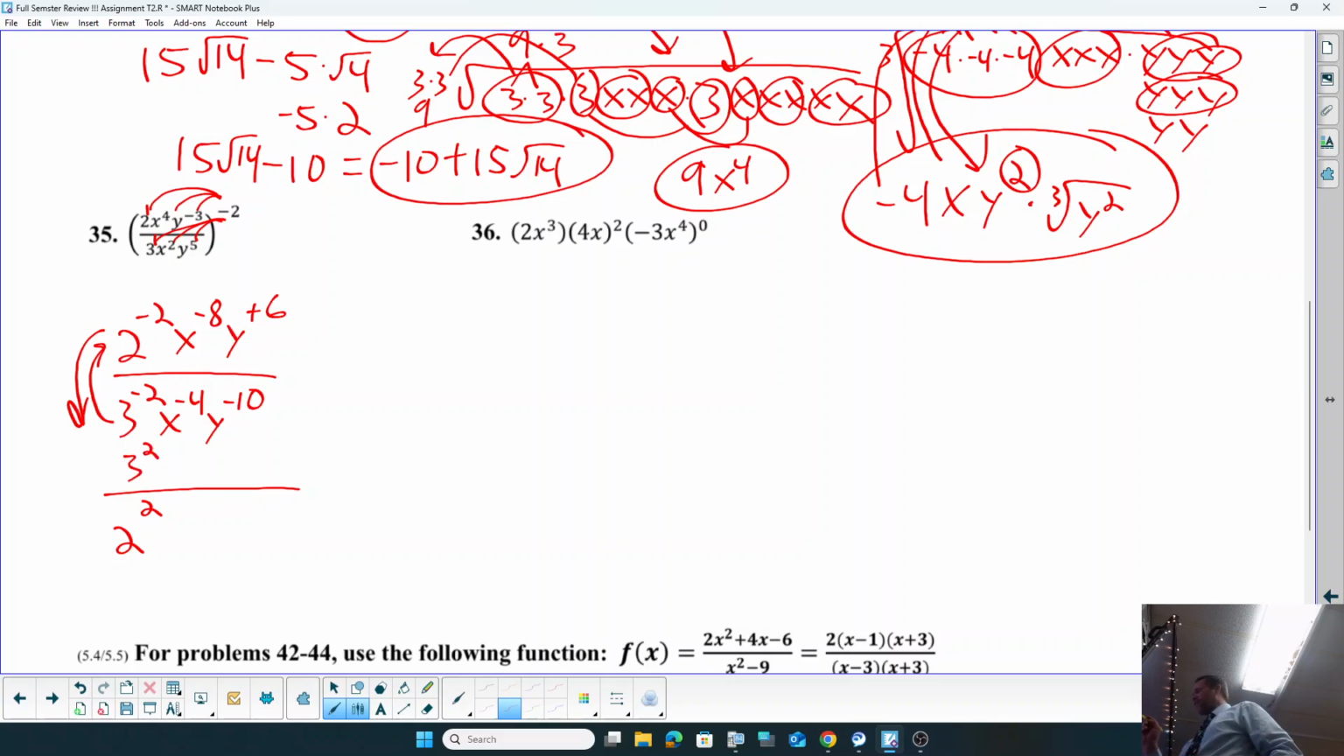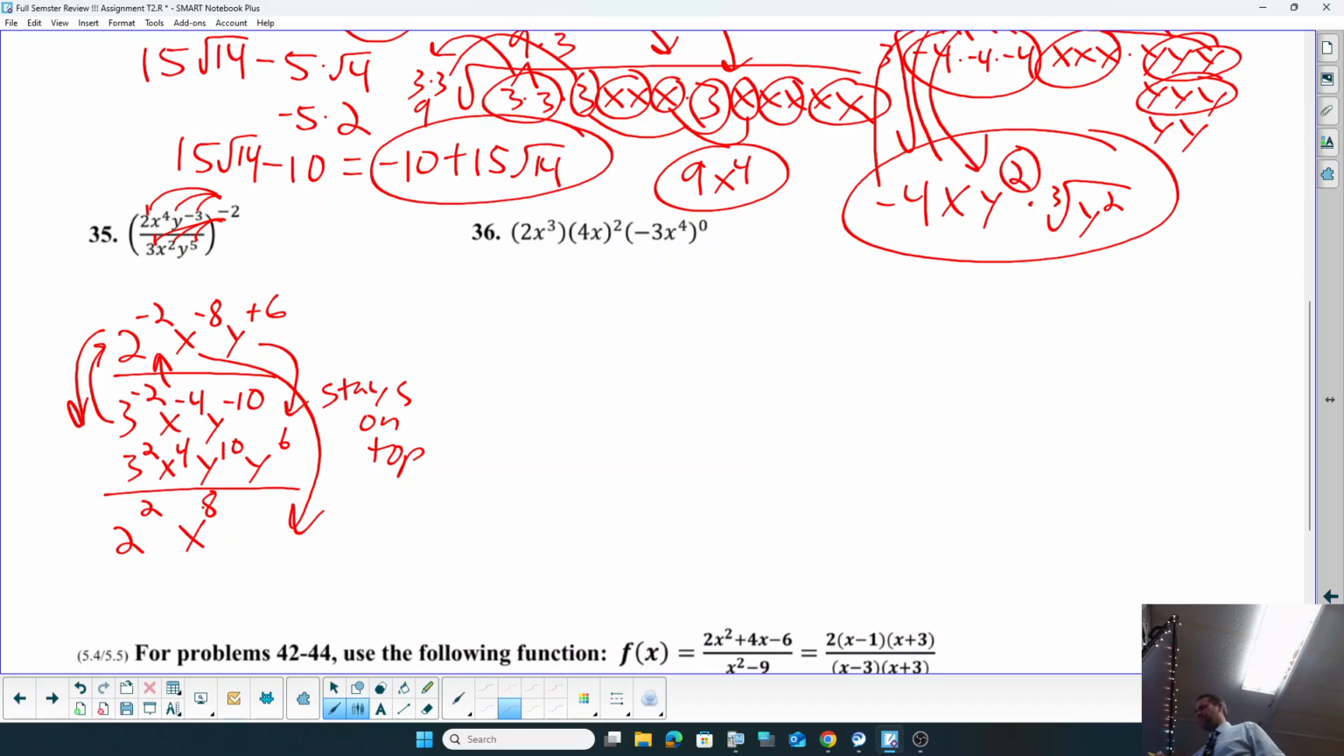And then x to the negative 4 also goes up to the top. So that's x to the positive 4. And y to the positive 10. But y to the 6 stays on top because it's already positive. So that's y to the 6. And then x to the negative 8 also goes down to the bottom and becomes a positive 8. Okay, so that's looking good there. So then we got 3 squared is 9 over 2 squared is 4.